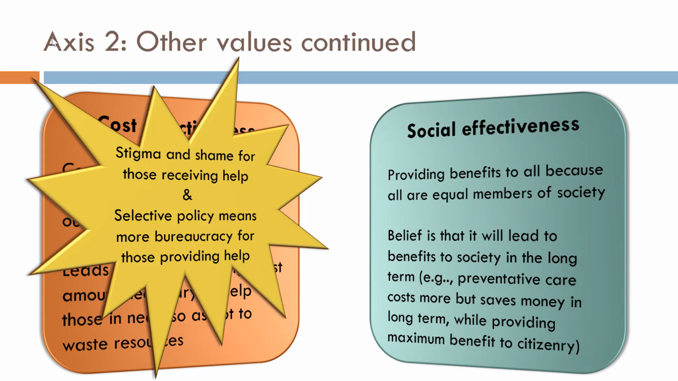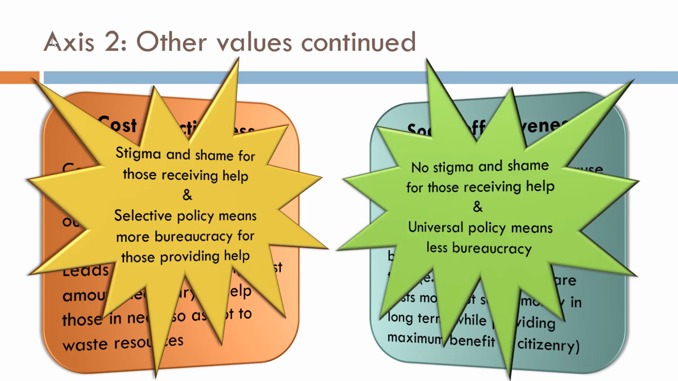And any policy that is based on social effectiveness is going to be one where there's no stigma or shame because everyone is receiving help. So it's a universal policy, which means that there's not going to be as many rules for eligibility, etc., because it's for everyone. So therefore, there's less bureaucracy and red tape.